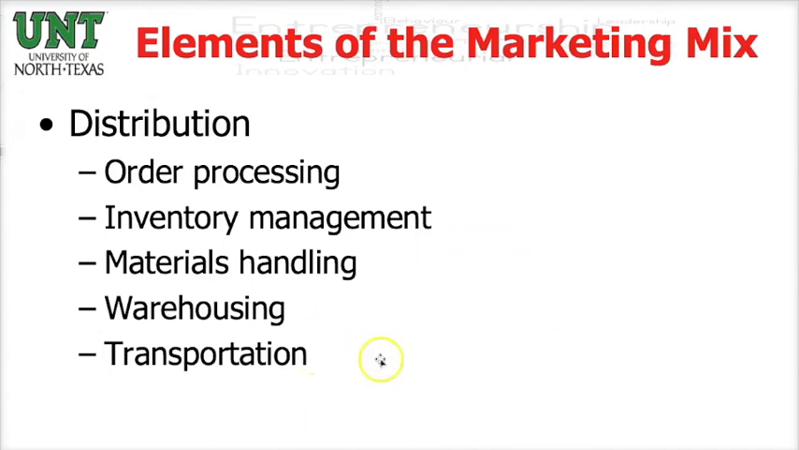Let's move on and talk about distribution. It's going to include a few different things like what you see here. It's going to include your order processing, right? It's going to include inventory management, your materials handling, any cost for the warehouse itself, so warehousing, and transportation.